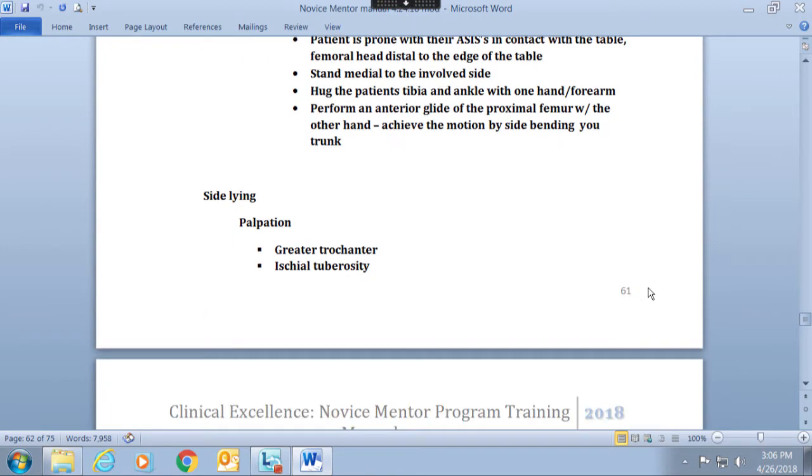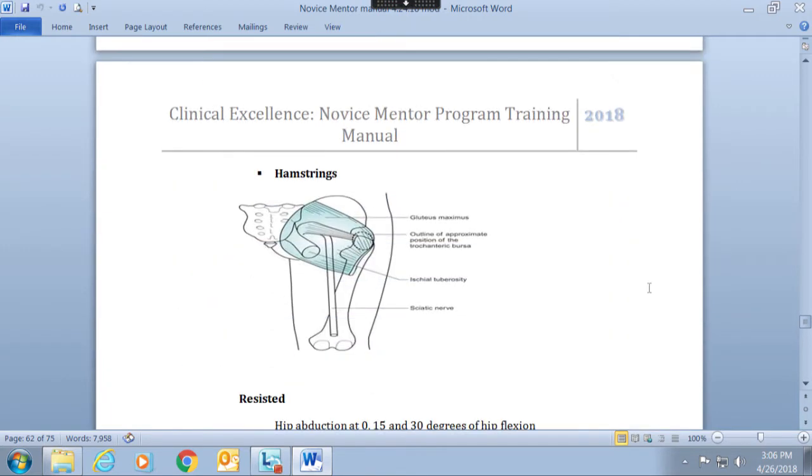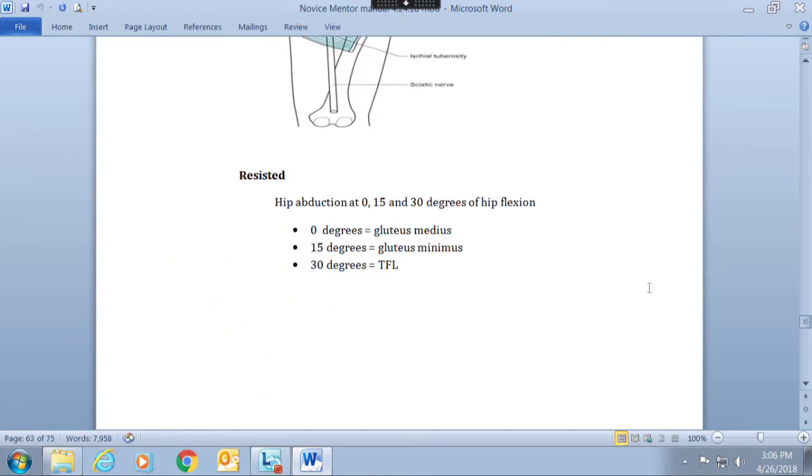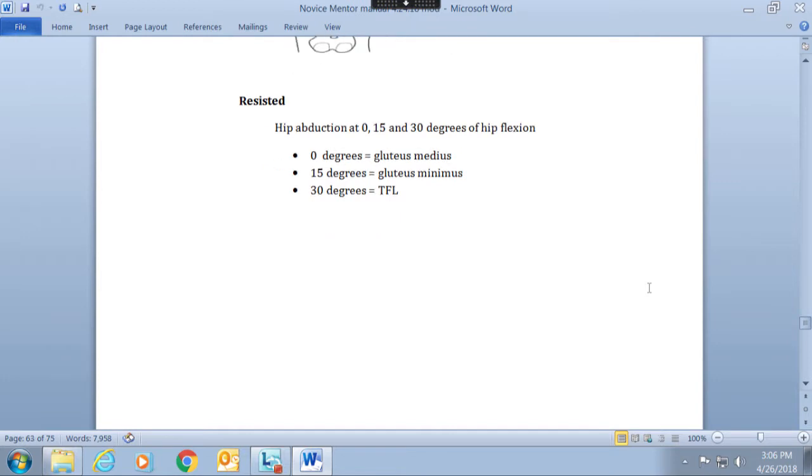We can do some side bend and side lying. We can also do palpation of those structures. Side lying, we can do hip abduction at 0, 15, and 30. 0 degrees is more glute medius, 15 is more glute minimus, and then 30 degrees with hip flexion with internal rotation is more of a TFL.